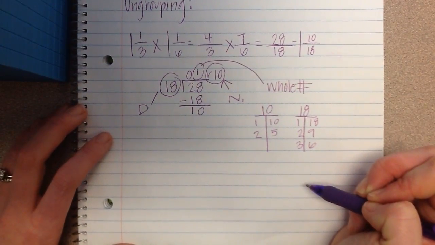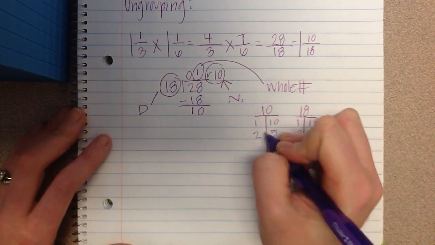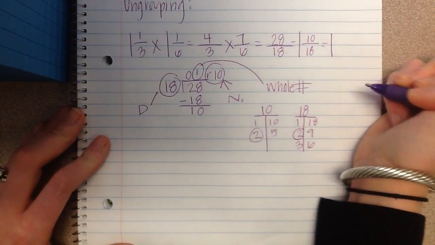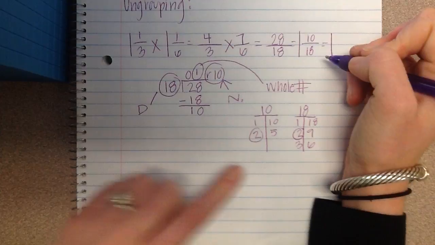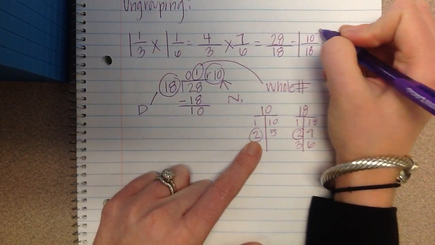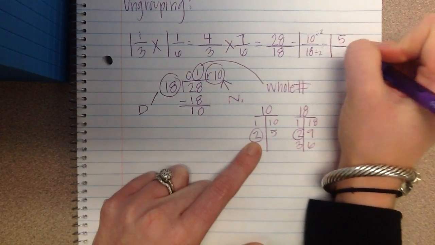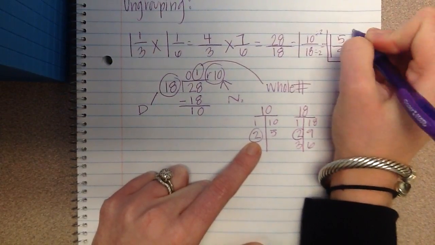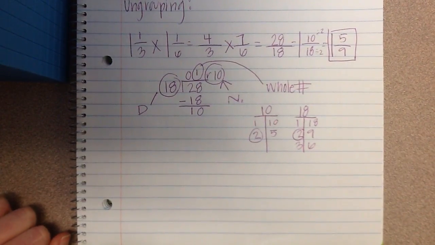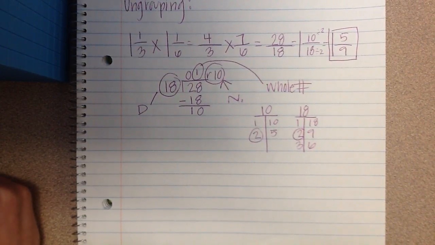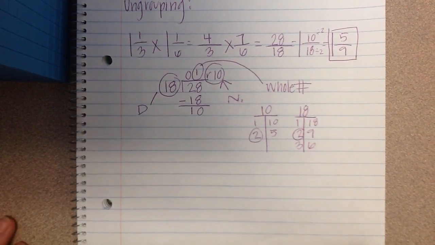Okay? So, what do they have in common? They both have 2. My whole number does not change. Okay? How many times does 2 go into 10? 5. How many times does 2 go into 18? 9. That's my final answer. Okay, I'm going to flip over my page to do another method. Okay?